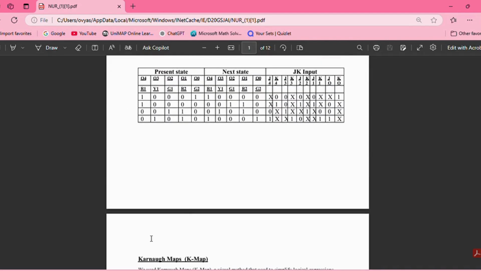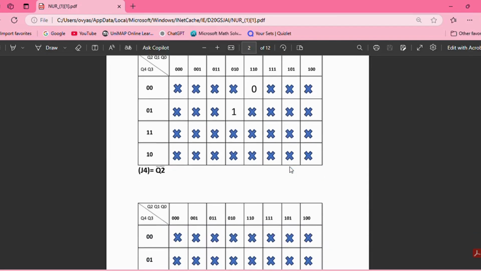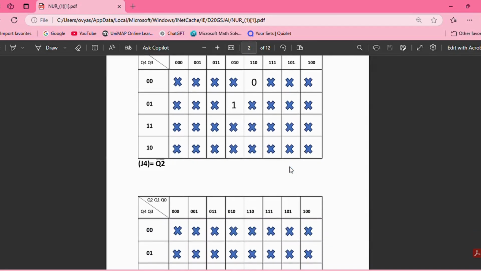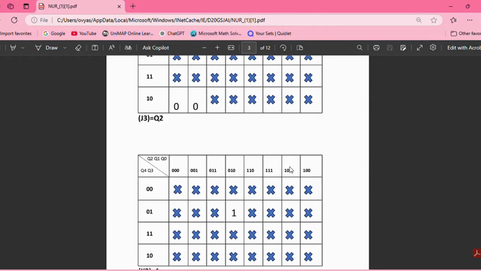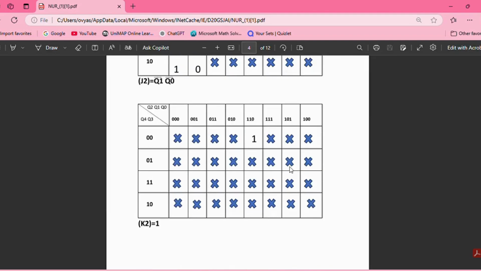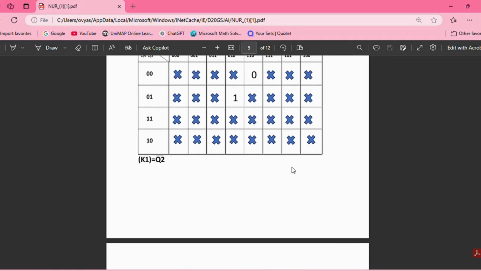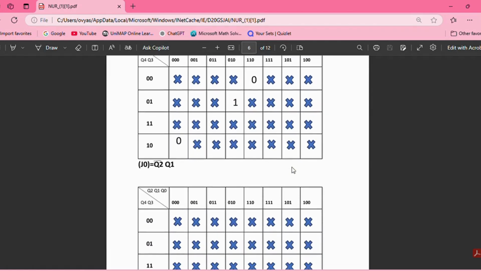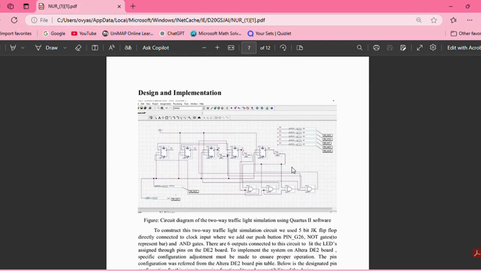And from this JK code, we created all these K-maps. For J4, it will go to Q2 bar, K4 will go to Q1 bar and Q0 bar, J3 will go to Q2 bar, K3 will go to VCC, J2 will go to Q1 bar and Q0 bar, K2 will go to VCC as well, J1 will go to Q1 bar and Q0 bar, K1 will go to Q bar, J0 will go to Q2 bar and Q1, and K0 will go to VCC. And this is the design and implementation.